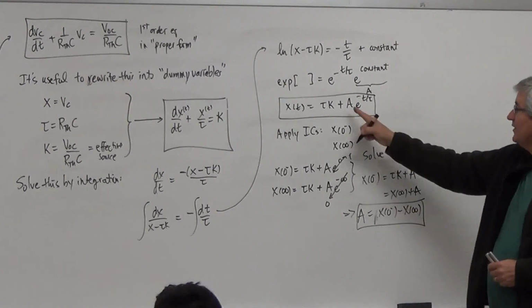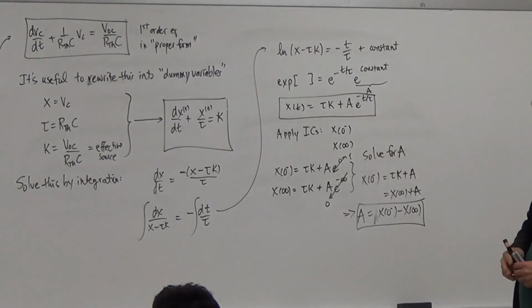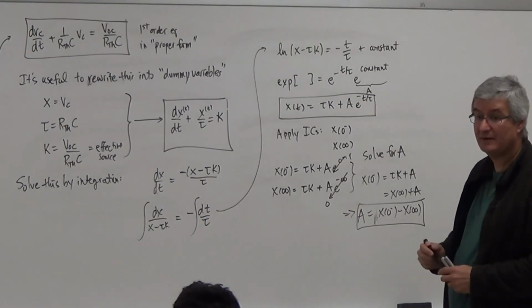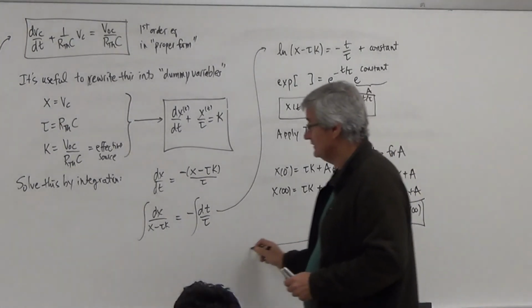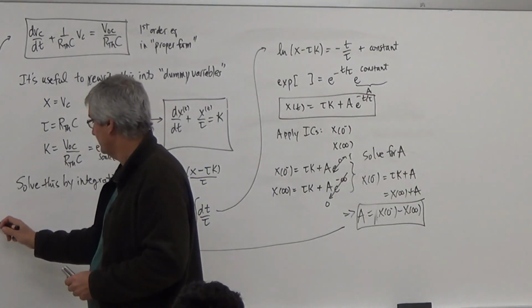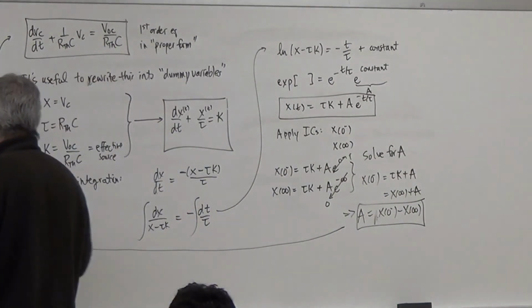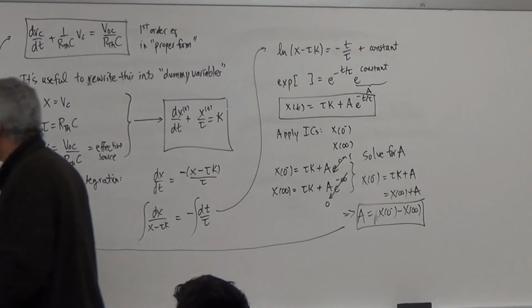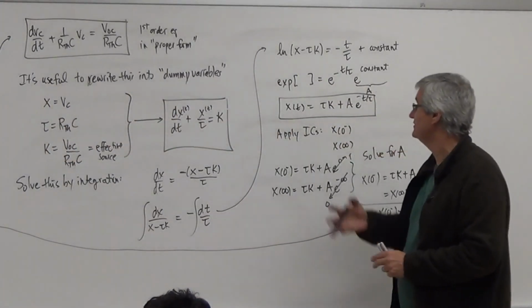If I have that, now I can plug that right back into the solution. Can I just write this right here? Because we're done. So that means x of t is x infinity plus x 0 minus x infinity times e to the minus t over tau. So that's our final solution to this differential equation.